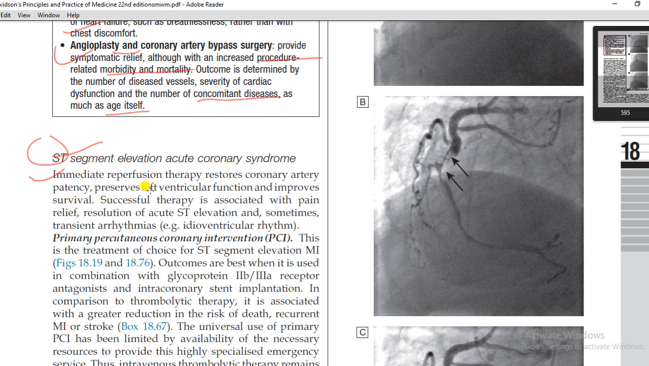Successful therapy is associated with pain relief, resolution of acute ST elevation. ST elevation will return to the normal position, and sometimes there might be transient arrhythmias. So if the reperfusion therapy is successful, then the pain will be relieved, and ST segment elevation is normalized; however, there is a transient arrhythmia in some cases.